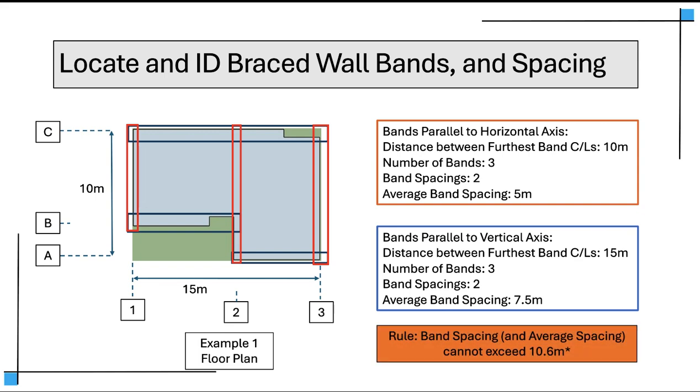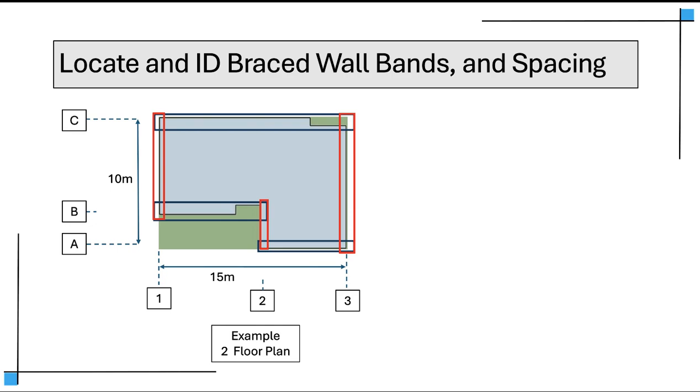Now, it's important to remember that there is a rule that relates to band spacing, and hence to the average band spacing as well, and that is that bands cannot exceed 10.6 meters between their center lines. So you can see with this design that we have in front of you here, that's not going to be an issue. So moving on to the second slide, let's just create a little bit of a different example.